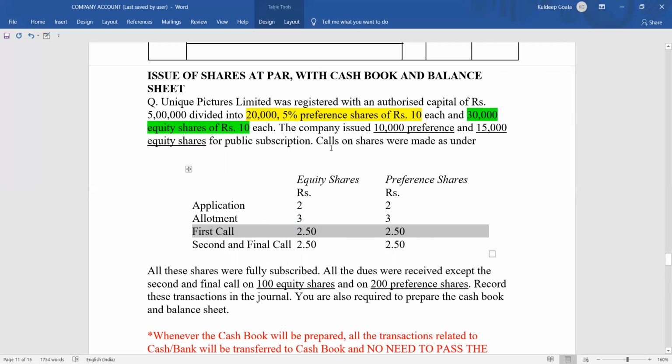Let me repeat it once again for you all. First of all, it will be equity share first call account debit 15,000 into 2.5. That will be 37,500. Then again, for preference share, 5% preference share first call account debit 2.5 into 10,000, that is 25,000. To equity share capital account 37,500, to 5% preference share capital account 25,000.